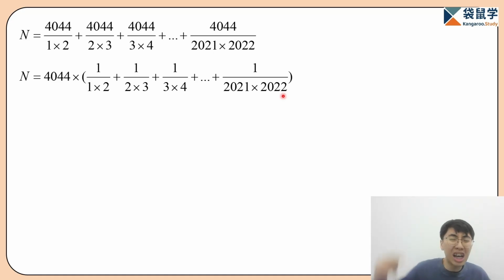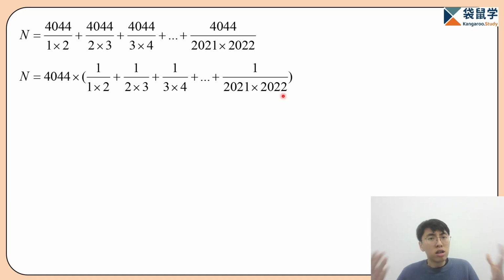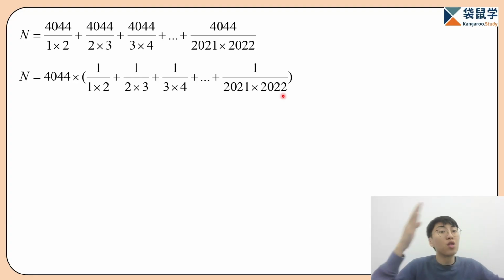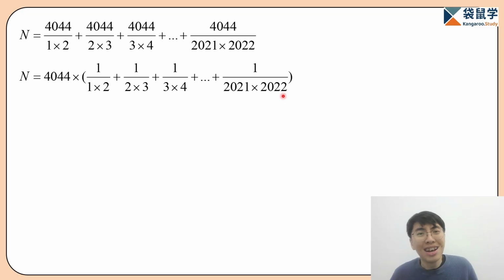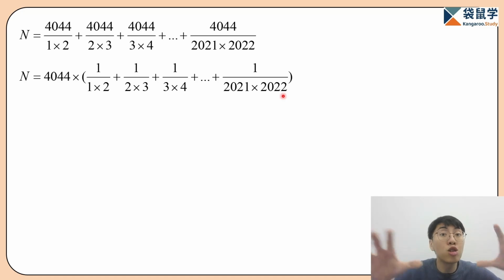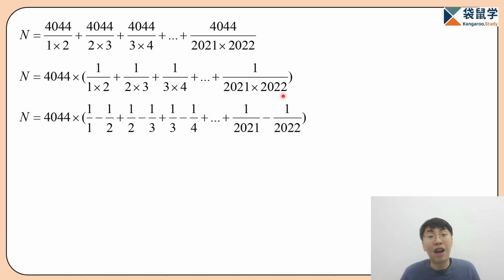This part within the brackets seems that it's all in a sequence. 1 over 1 times 2, 1 over 2 times 3, and so on. And this we have learned before. It is just our fraction decomposition. What can we do about it? We can break it into the differences of fractions as such.